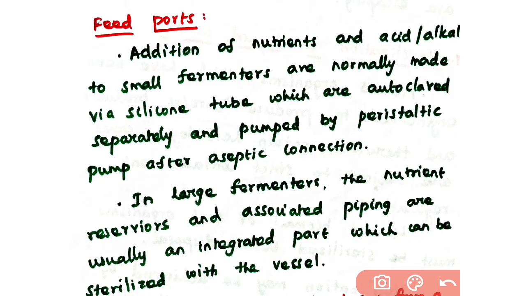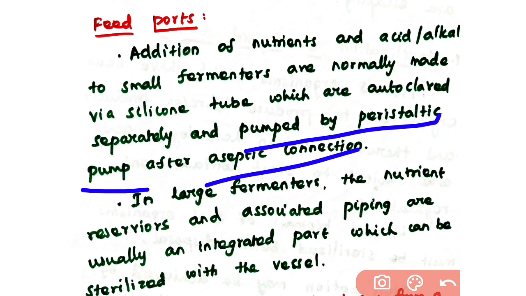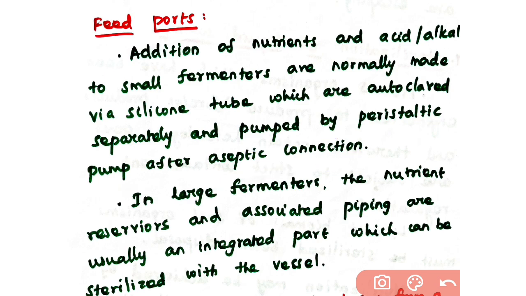These silicon tubes are autoclaved separately and you will use them to add your additives. Then these additives are pumped by peristaltic pump after aseptic connection. In a large fermenter, the nutrient reservoirs and associated pipings are usually an integrated part of your fermenter vessel. So with your vessel you will sterilize all these nutrient reservoirs and associated pipes. There is no separate process in large fermenters.